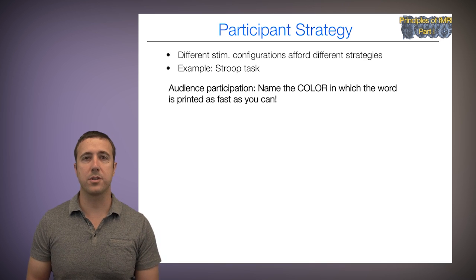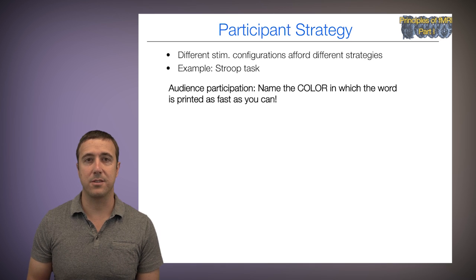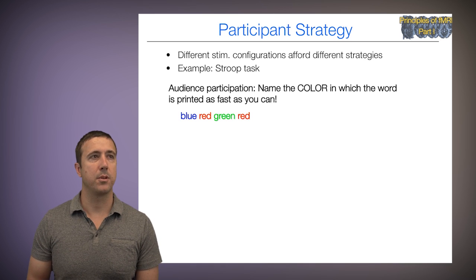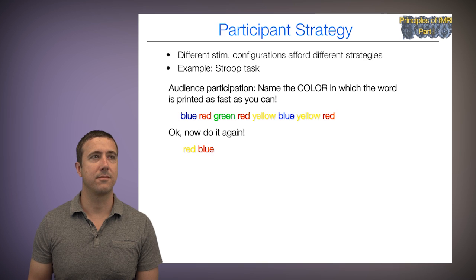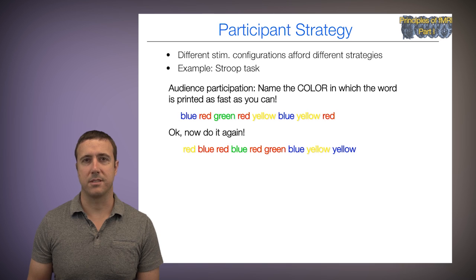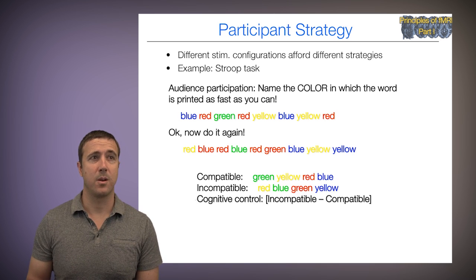Name the color in which the word is printed as fast as you can. Blue, red, green, red, yellow, blue, yellow, red. Okay. Good job. Now do it again. Yellow, red, green, etc. Okay. Second time was harder. Why is that?